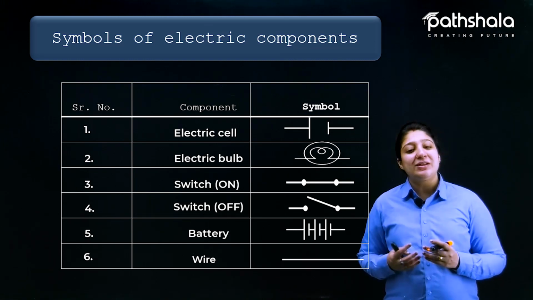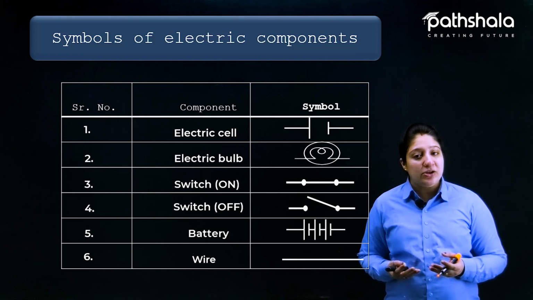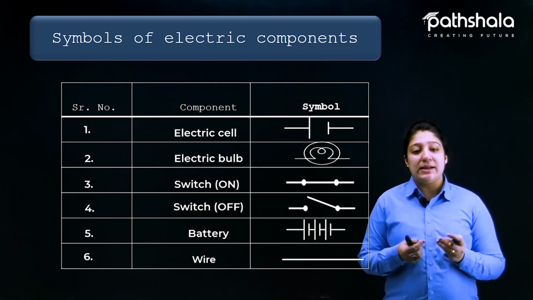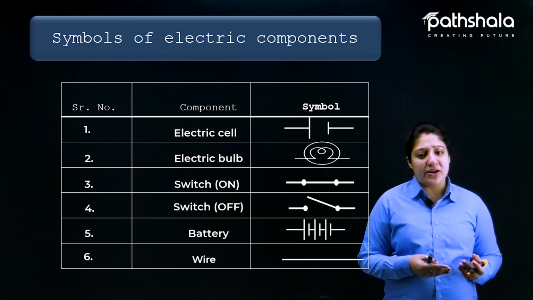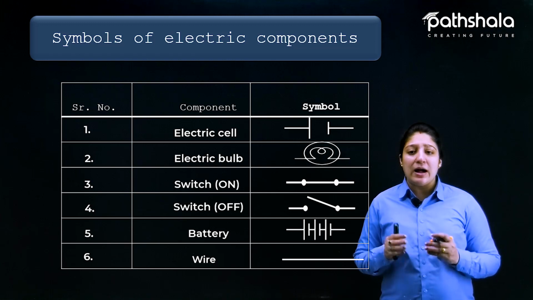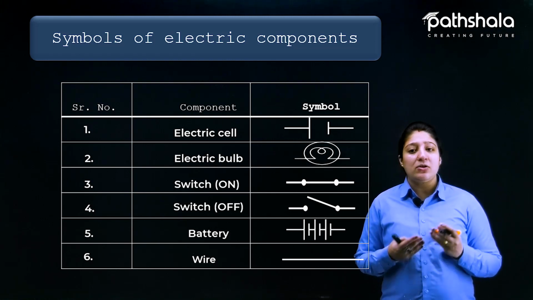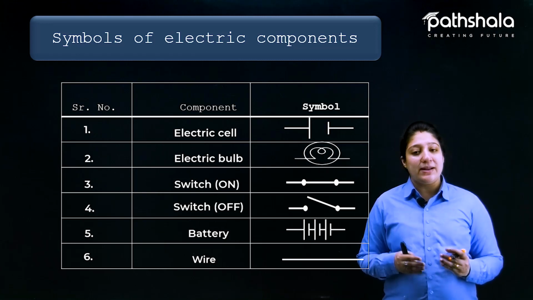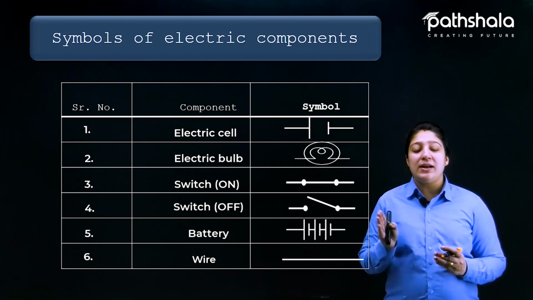By using these symbols, we can easily draw a diagram of an electric circuit, and it takes less time and saves a lot of energy and time. So here we are going to understand some symbols, how the different electrical components that are used in the circuit diagram are represented by the symbols. So first of all, the electric cell.